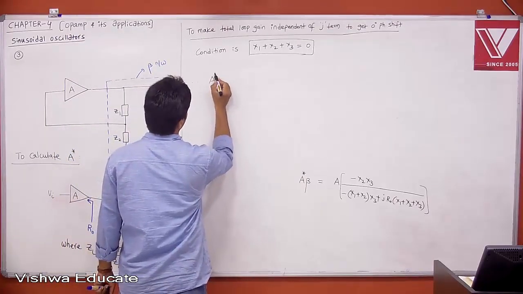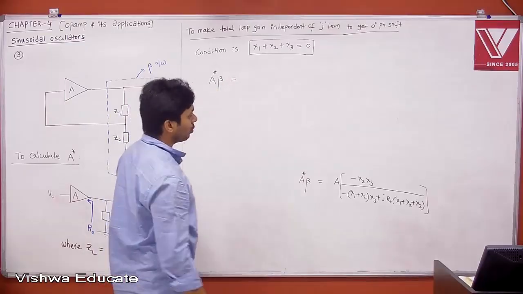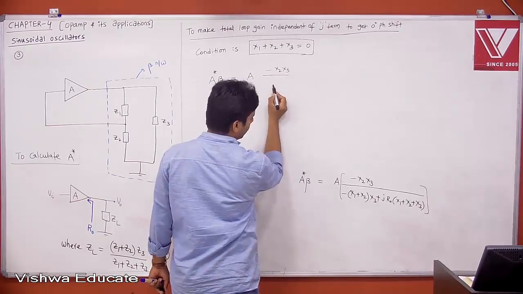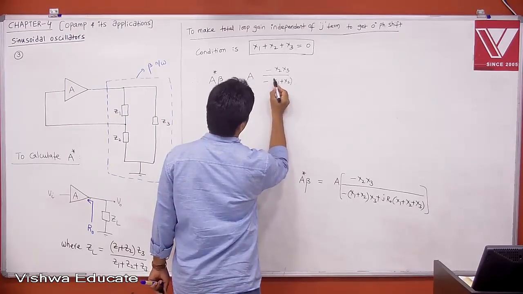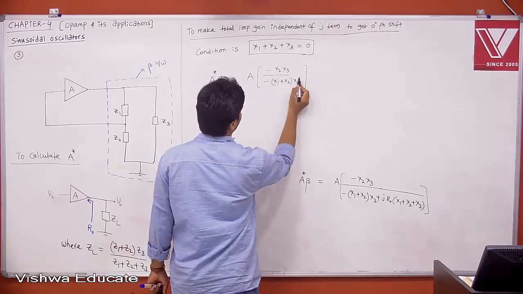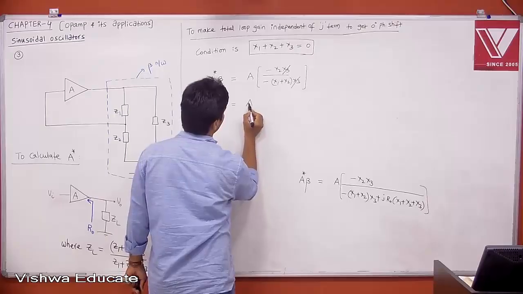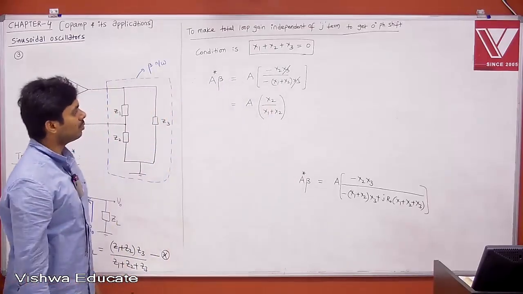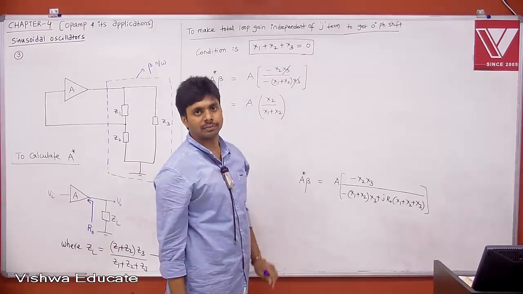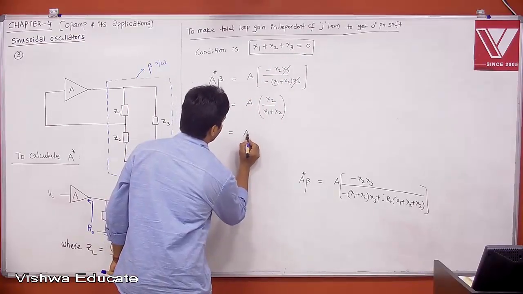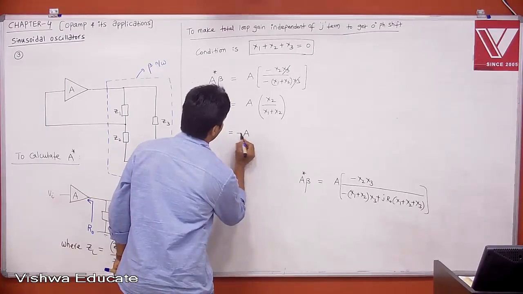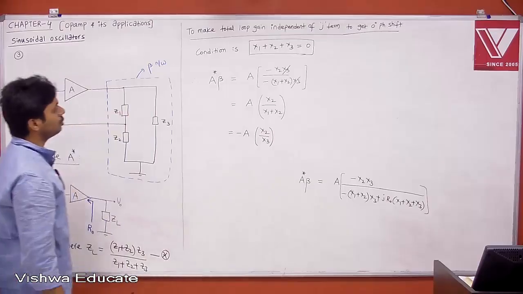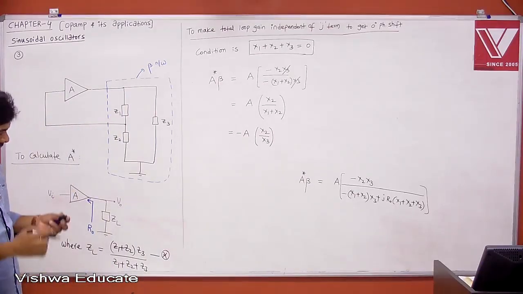Therefore, what is A star beta? When you substitute, what will you get? That is A into minus x2 x3 divided by minus x1 plus x2 into x3. Then x3 will be cancelled, minus will be cancelled. It is simply A into x2 divided by x1 plus x2. If you observe clearly, x1 plus x2 is nothing but minus x3. Therefore, this is A into minus x2 divided by x3, minus A into x2 divided by x3. This is our total loop gain: A star into beta is equal to minus A x2 by x3, right?